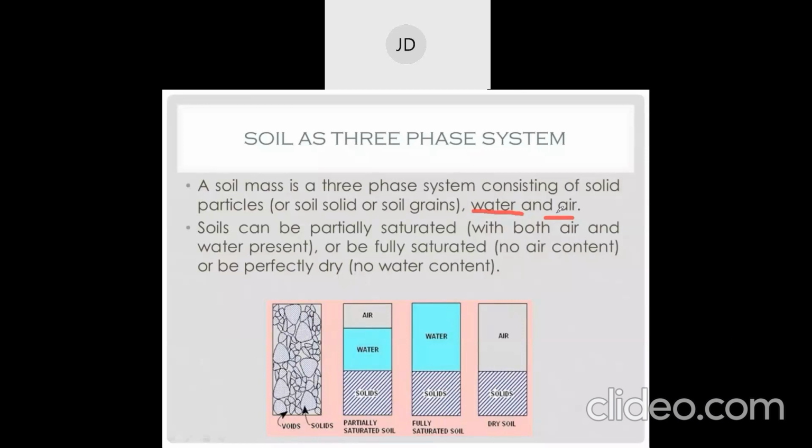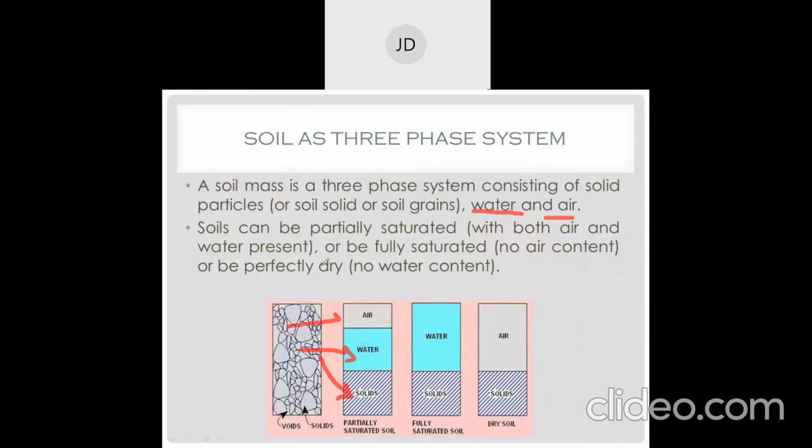Now, if you want to know better about the soil mass, you can divide or separate these three components of the soil mass individually in terms of weight or in terms of volume. Whatever soil solids are there, we take here. Whatever amount of water is there is taken here, and whatever air is there is taken here. It is just a representation.